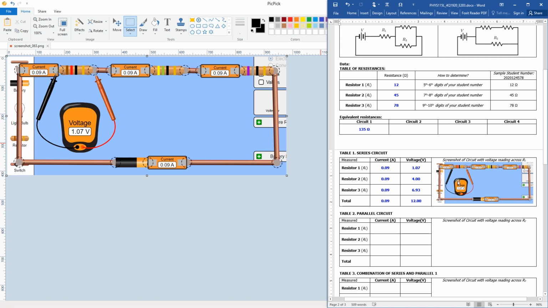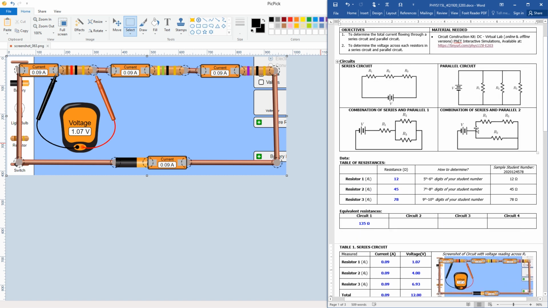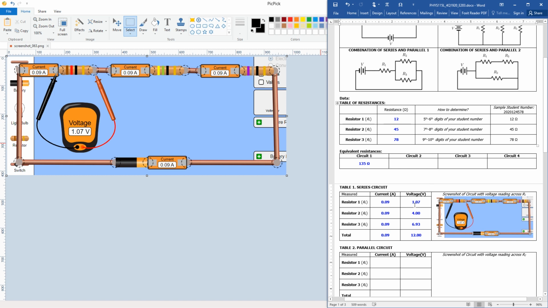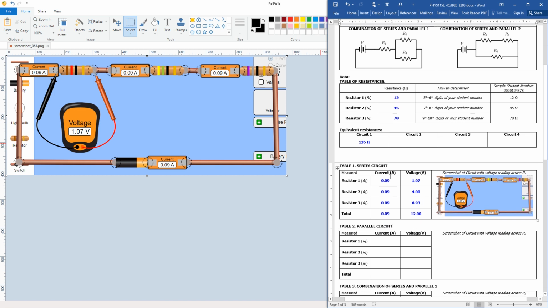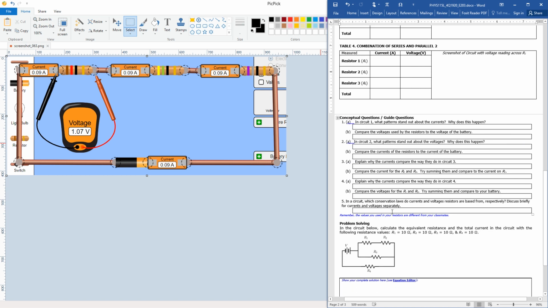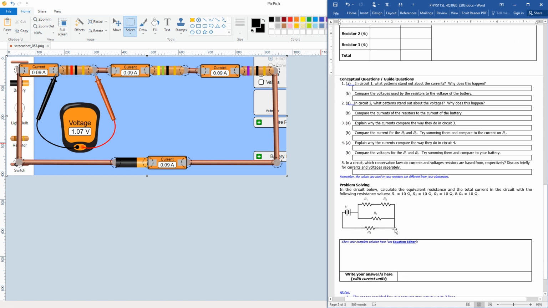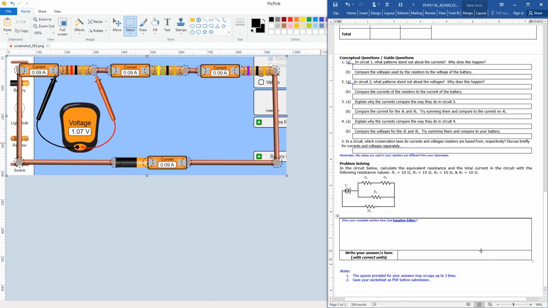Okay, for the parallel circuit, table number 2, and for the combination of series and parallel, please refer to the table here. Then just read the current and voltage, and observe how the current and voltages are related to each other. You're going to answer these conceptual questions, and then answer these problems. Make sure that you place your answer here with correct units, and you show your complete solution using an equation editor in this part.